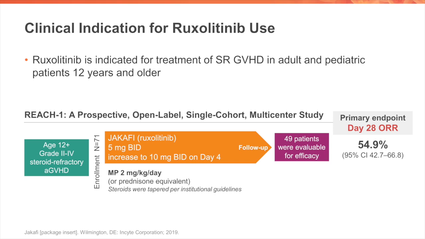Ruxolitinib is indicated for the treatment of steroid-refractory acute graft-versus-host disease in adult and pediatric patients. This was based on the REACH1 study that enrolled patients with grade 2 to 4 steroid-refractory acute GVHD. Initial treatment with ruxolitinib was 5 milligrams twice daily, and dose could be increased to 10 milligrams twice daily at day 4. Treatment with ruxolitinib is combined with corticosteroids at a methylprednisolone dose of 2 milligrams per kilogram per day. Ruxolitinib was approved for use based on a day 28 overall response rate in this population of around 55%.